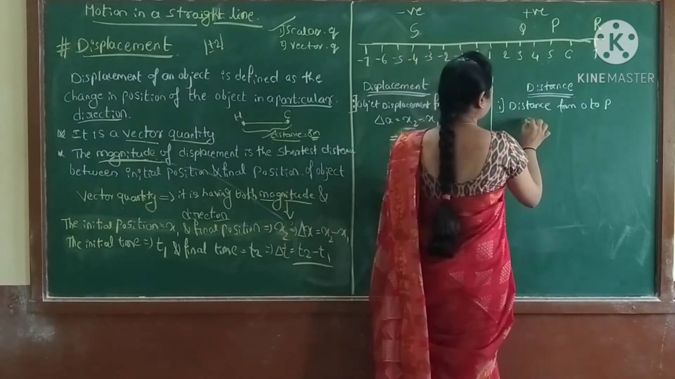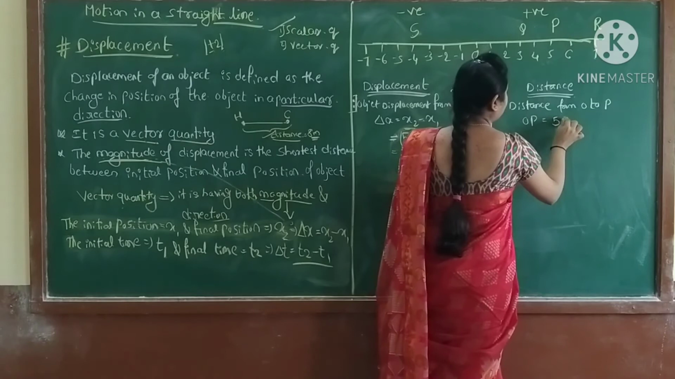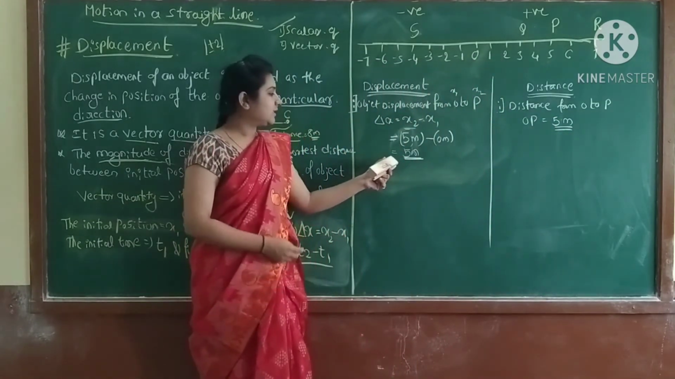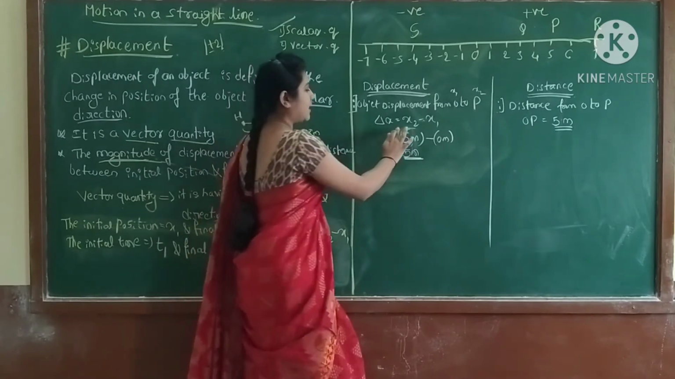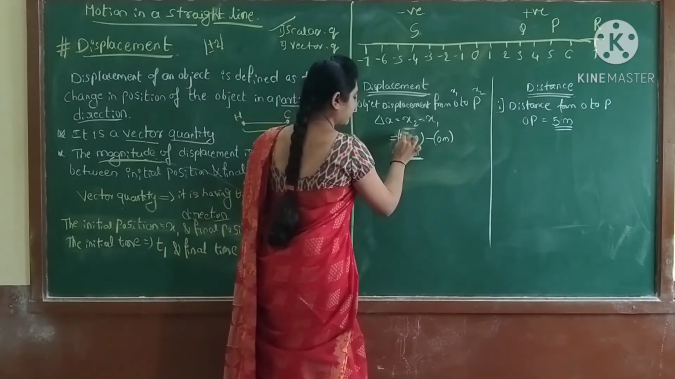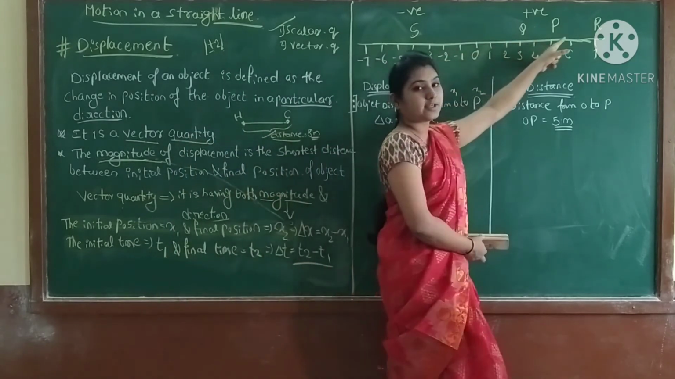Yesterday I told you, no? O to P is how much? OP will be 5 meter. Same? Correct? See here, we are considering plus 5 meter here. Why? We are moving in a forward direction.